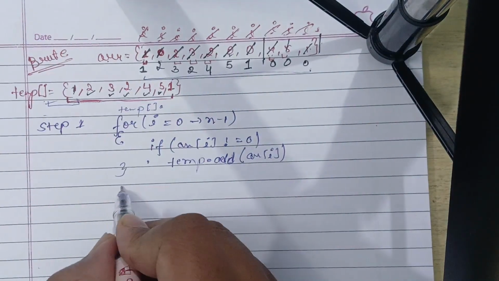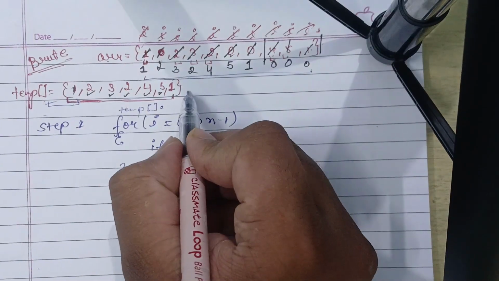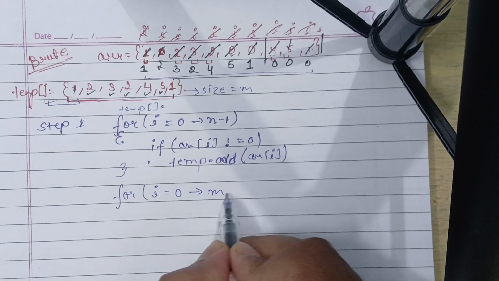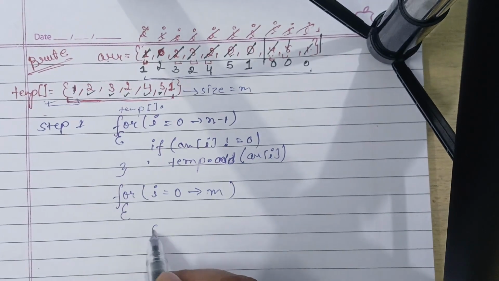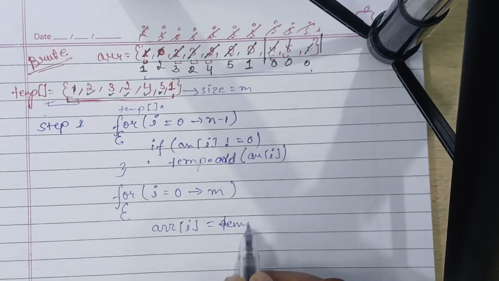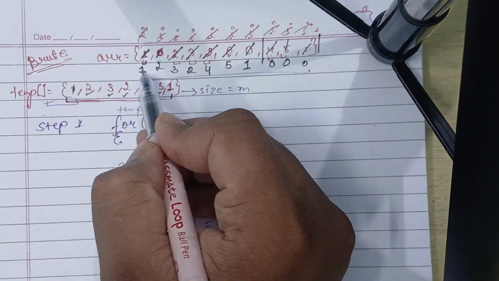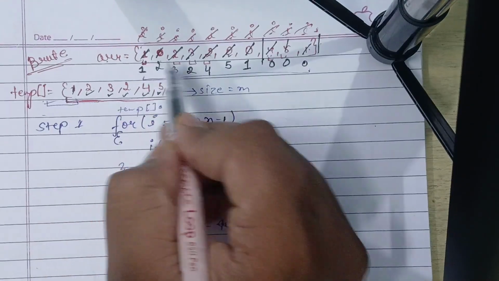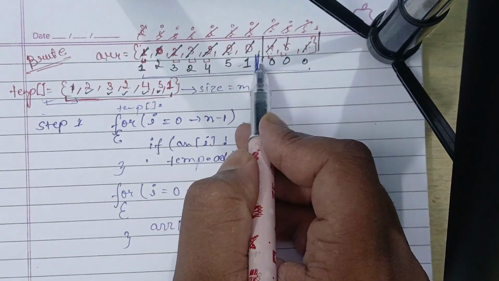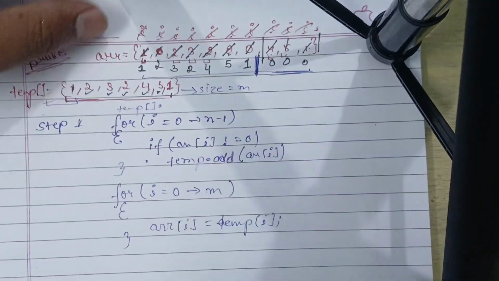Okay, so now for I from 0 to, let's suppose the size of this array is m, so 0 to m, and just put arr of I equals temp of I. So what this will do is fill all the values which are in the temp array till this particular element, and whatever elements are left over will be covered in the third iteration.